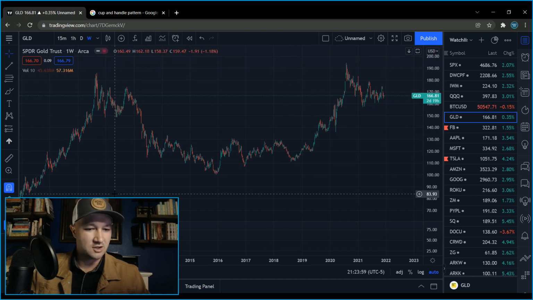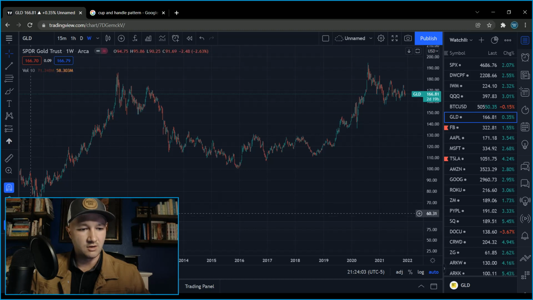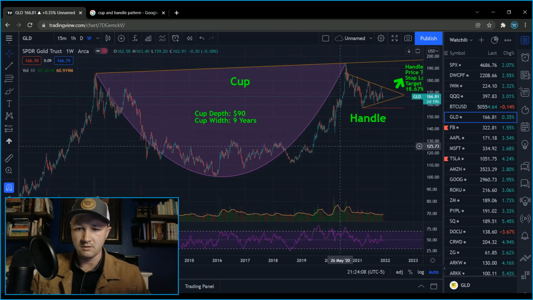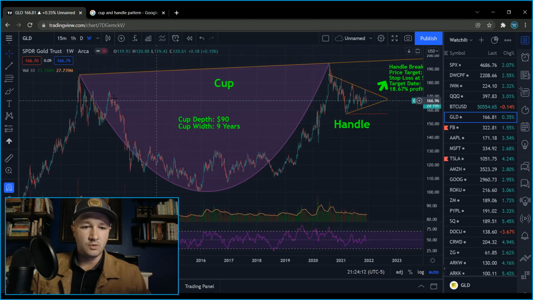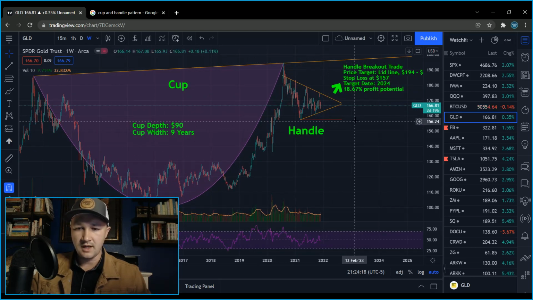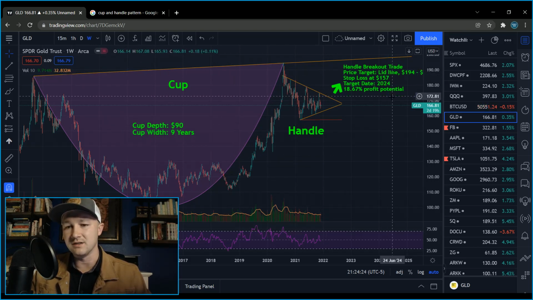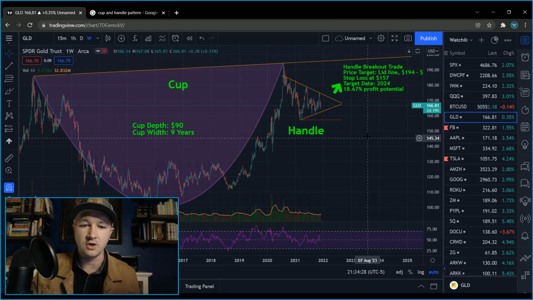So let's go ahead and show my drawings on here. They're not perfect, but I did spend a lot of time going over some of this stuff. So we have a cup drawn out here, right? We have our handle, and based on the size of this cup and the size of this handle, we can project some price targets. We can project how high we think gold is going to go.